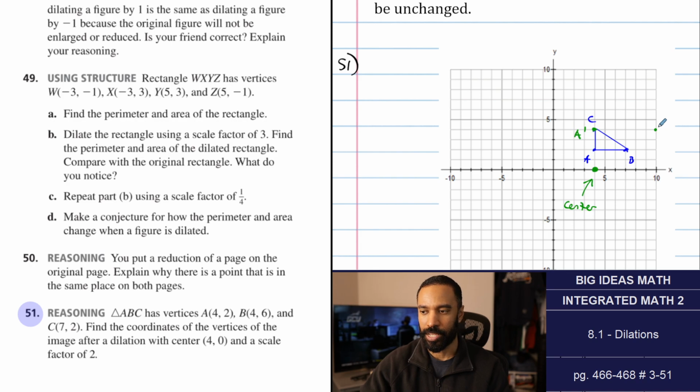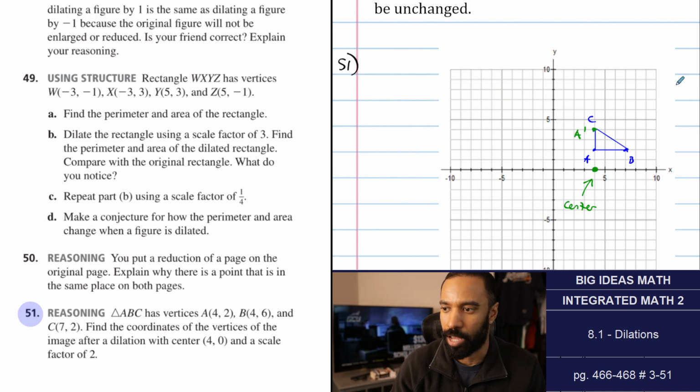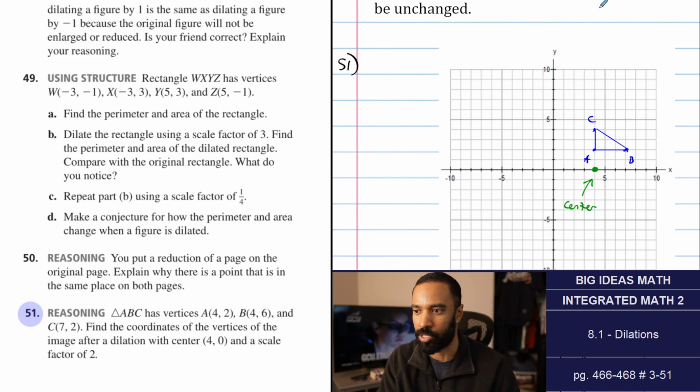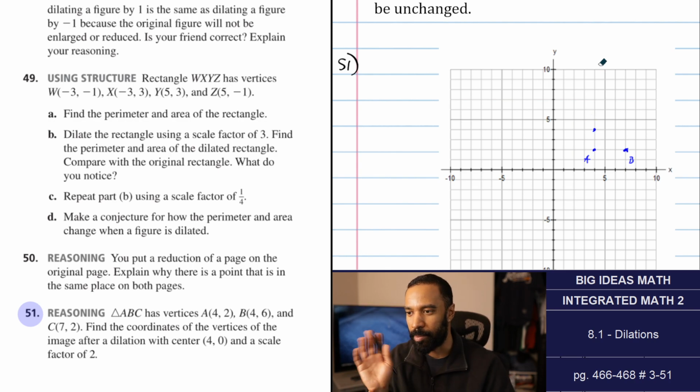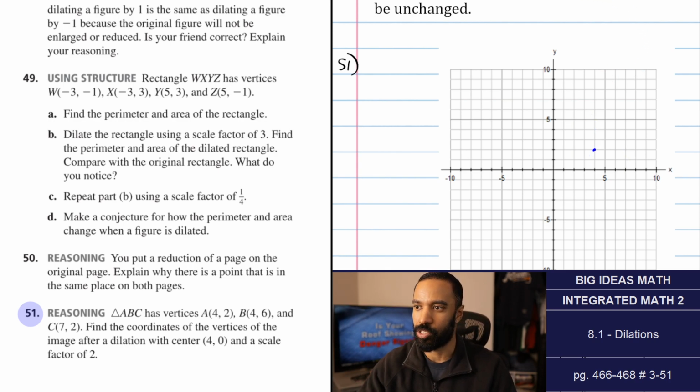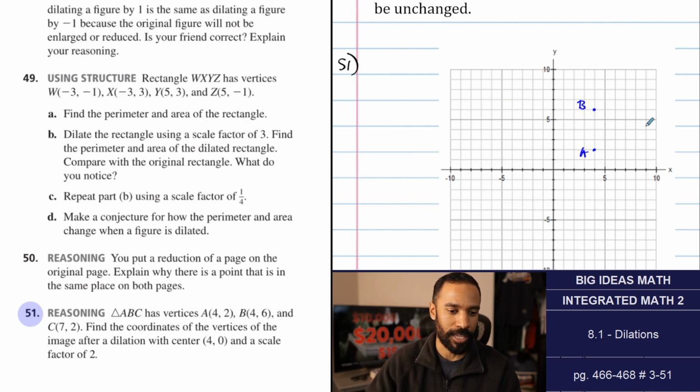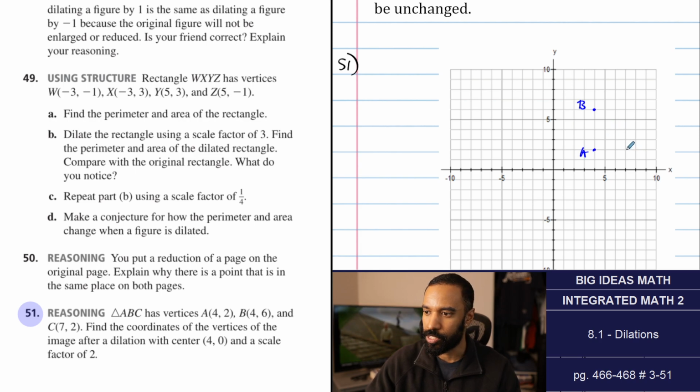Oh, B is at 4, 6. What did I do? Hold on. I didn't mess everything up, but I messed a little bit up. Let's redo that. I messed that up. B is at 4, 6. B and C are in the wrong spot, and B was literally in the wrong spot. C is at 7, 2. Okay, let's do that again.